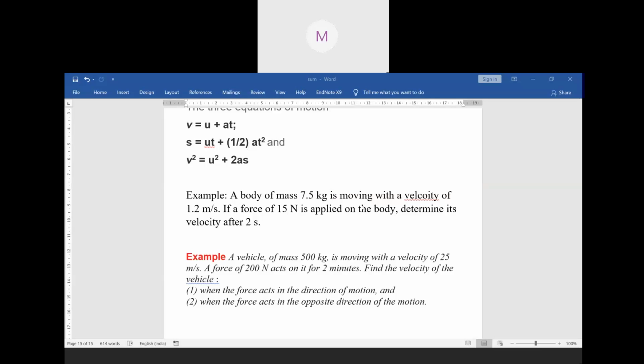Now, if you are using v equal to u plus at, you are given mass and force. From mass and force, you get F equal to ma, so from that relationship you will get a. A means the acceleration. Once you get the acceleration a, you can find out the v's using the relationship v equal to u plus at.